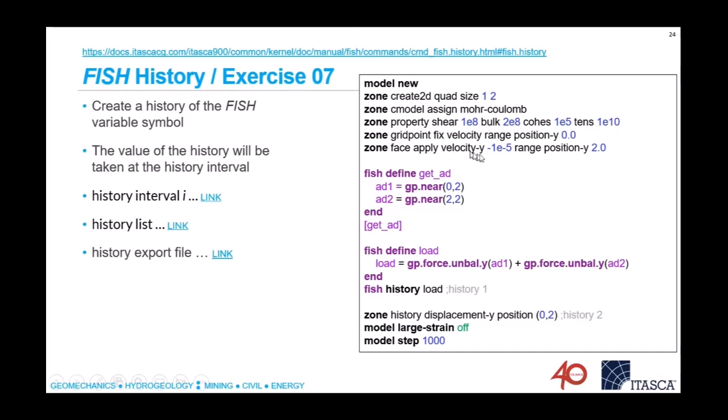Because we're going to apply a velocity in the y direction, so in the downward direction because it's a negative value, y is up positive, at a range of position y equals 2. So at the top of the model, because it's 2 zones, the coordinate is 2. The bottom it's 0, so 0, 1, 2 in the y direction. So along that range, we're going to apply a very small velocity of 1 times 10 to the negative 5.